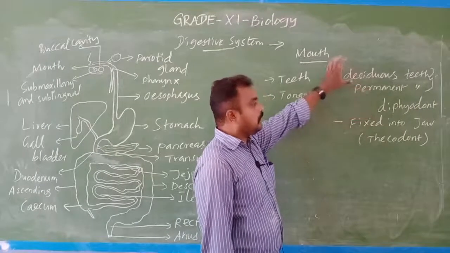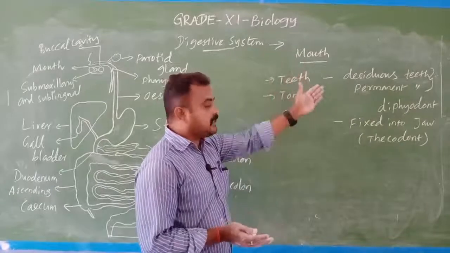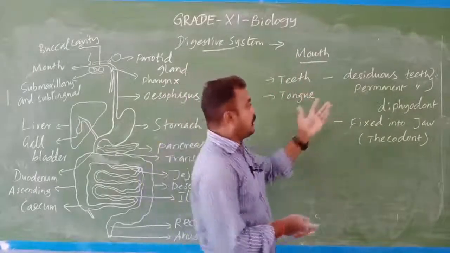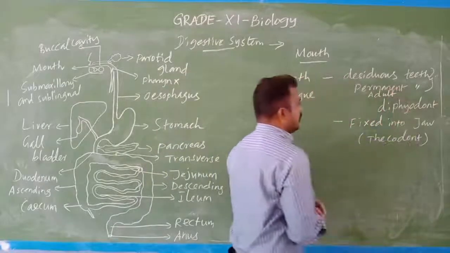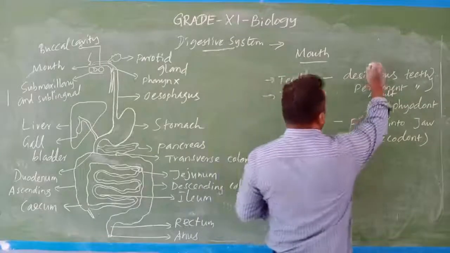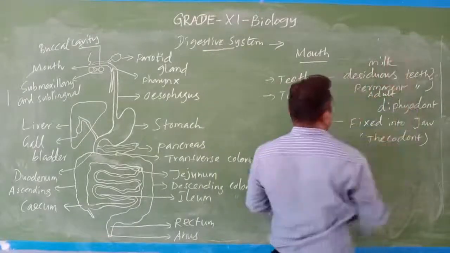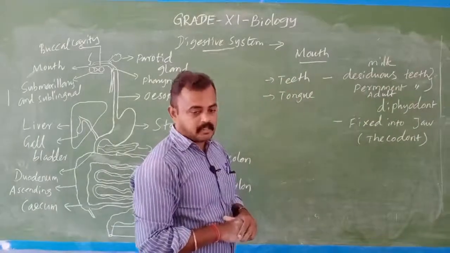Diphyodont means in their life they have two sets of teeth. One is deciduous and another one is the permanent teeth, or adult teeth also we can say. The deciduous teeth we can say are milk teeth also. Okay, milk teeth or adult teeth, right.